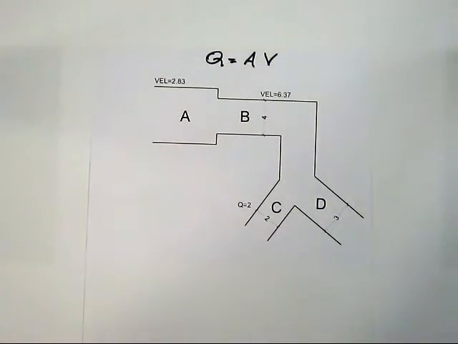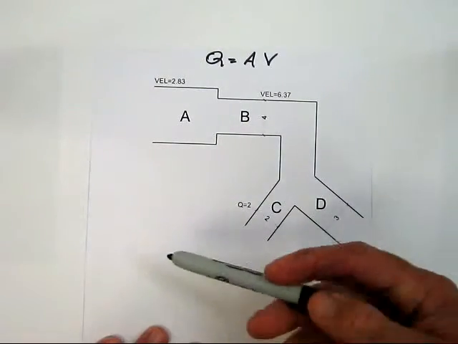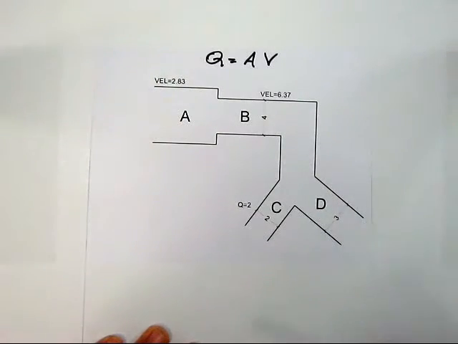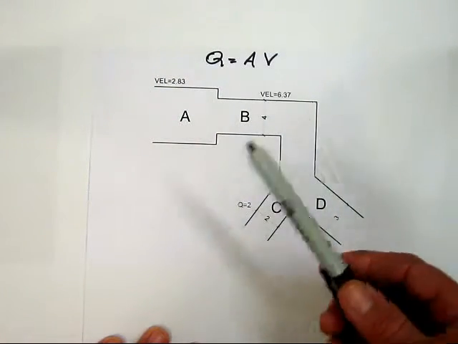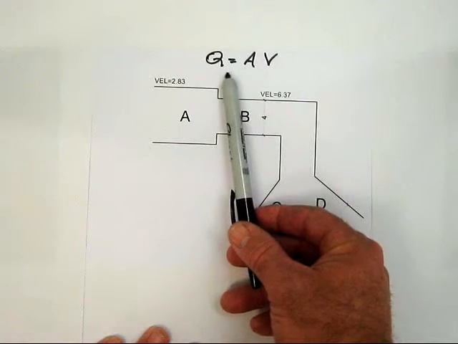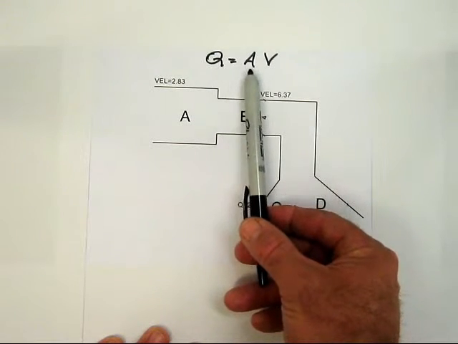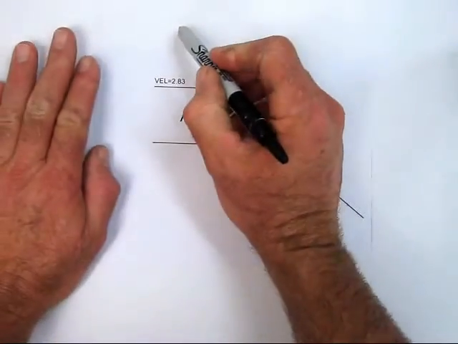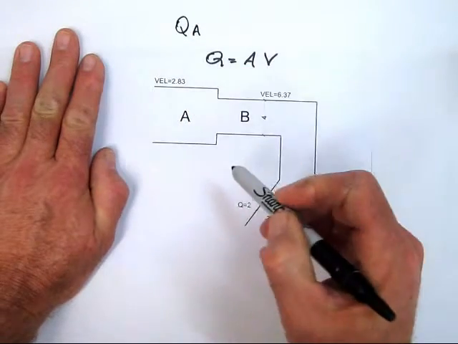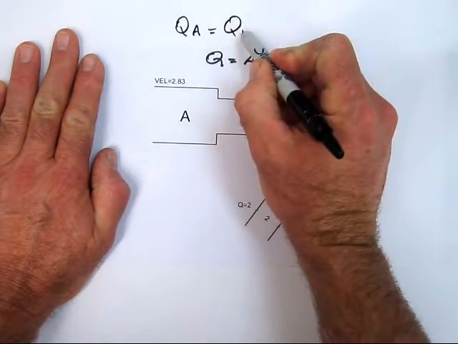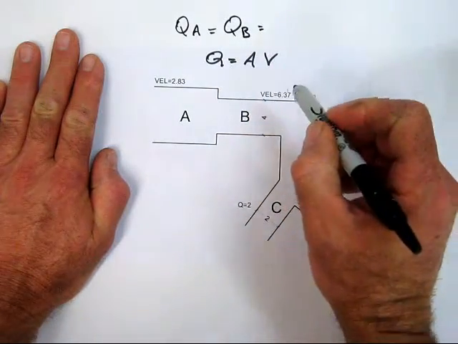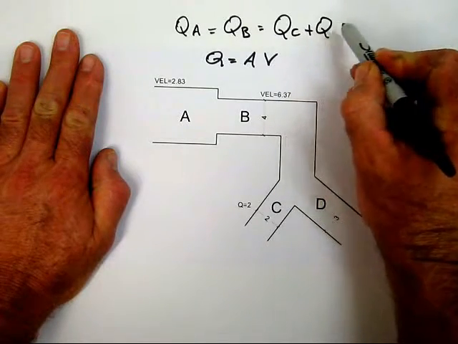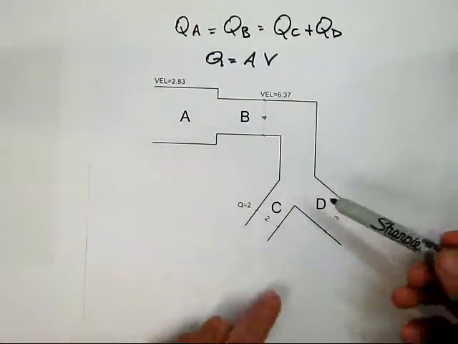In any given system with fluid running through it, we consider that the flow rate is the same throughout the system. That's because you consider water to be non-compressible. It's different for a gas system, but taking this formula Q, meaning flow rate, equals area times velocity, we can say the flow rate at A, or QA, equals the flow rate at B, which is also equal to the sum of the flow rate at C and the flow rate at D.